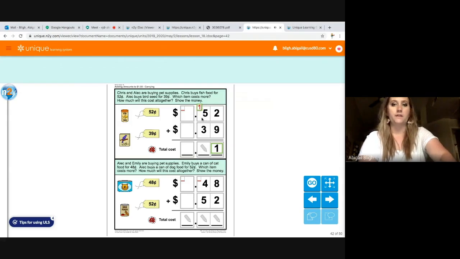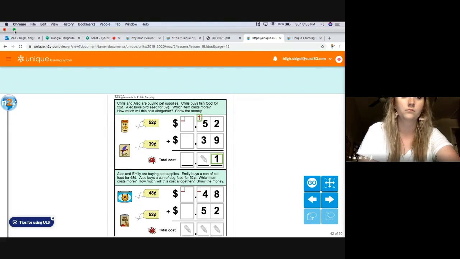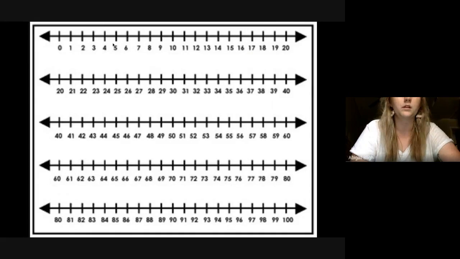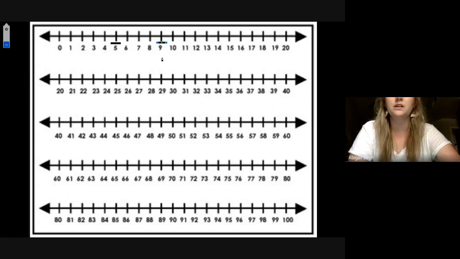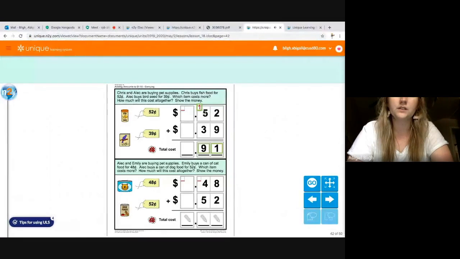Good, now I'm adding 5 plus 3 plus the 1. So I need to add all 3 numbers together. Okay, so I'm going to go to my number line. 5 plus 3 plus 1. So I'm starting at 5. Okay, I'm going to jump up 3. Count with me. 1, 2, 3. And then I still have that 1, so I need to add 1 more. So what did I land on? 9. So 5 plus 3 plus 1 is 9. Nice job. So 52 cents plus 39 cents is 91 cents.